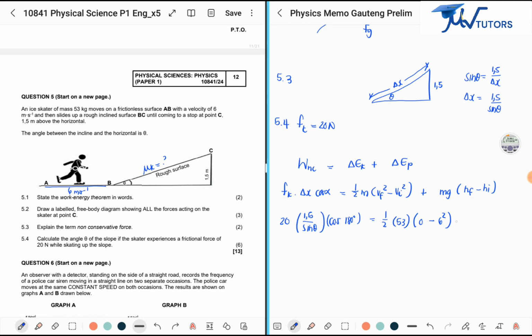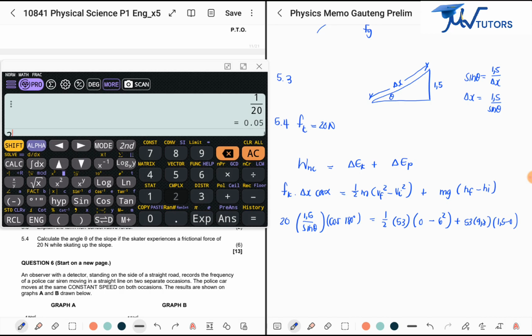So 6 squared. And then we have plus, the mass is 53, we have 9,8. Final height is 1,5, initial height is 0. So, yeah, what are we solving for again? The angle. Alright, you can be so busy calculating and you're like, what are we doing? 20 times 1,5, that's 30. And times cos 180, that would be negative 30, right? But let's just put it there. So we have negative 30 over sine theta.